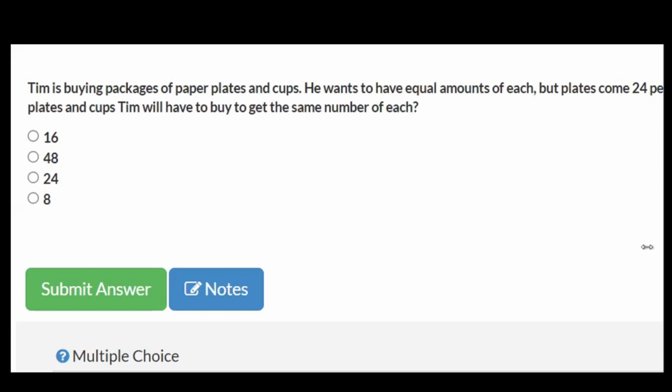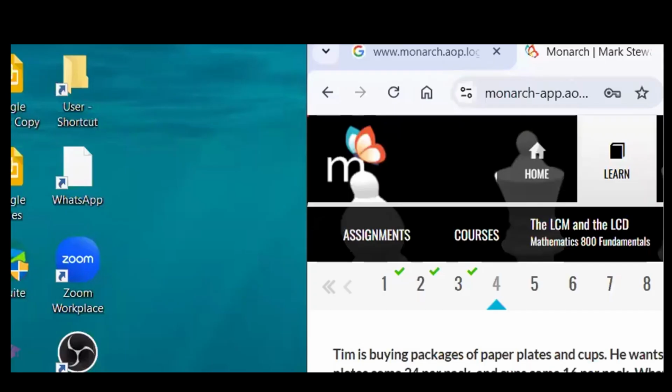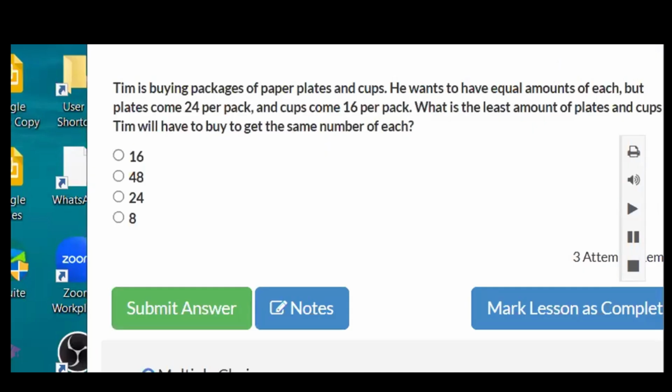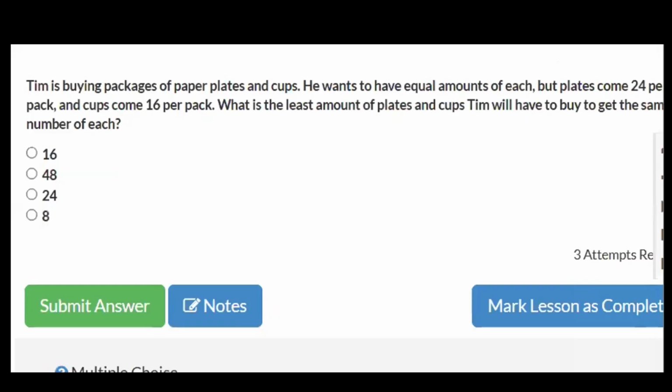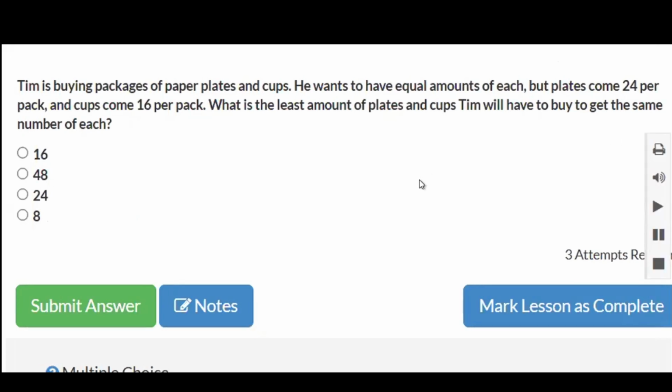Tim is buying packages of paper plates and cups. He wants to have equal amounts of each. Plates come 24 per pack, and cups come 16 per pack. What is the least amount of plates and cups Tim will have to buy to get the same of each?